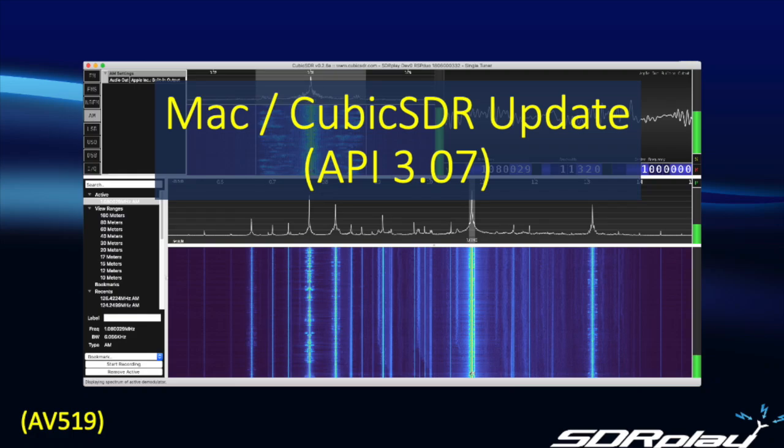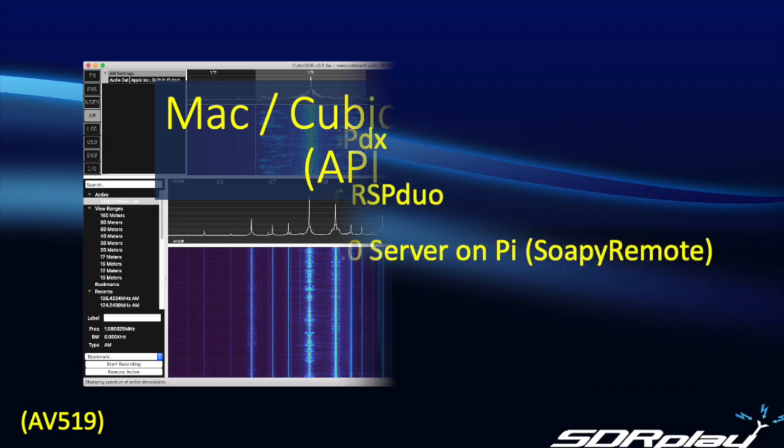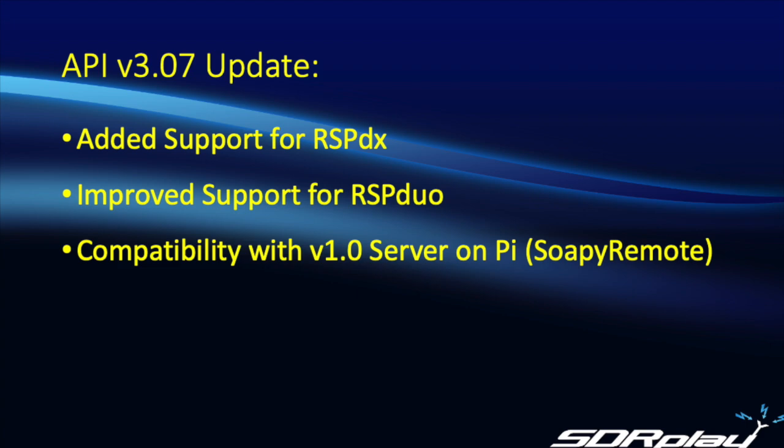In today's video, we're going to look at the latest API for the Mac, and in particular the capabilities that have now been added to CubicSDR. One of the things that's been added is the ability to control the RSPdx. The second thing is to enhance the capabilities of the RSPduo, and then thirdly, it's also compatible with running SoapyRemote on a Pi server somewhere else on your network.